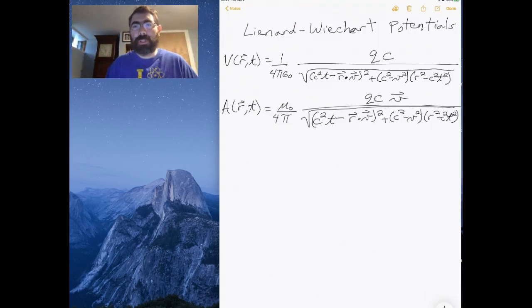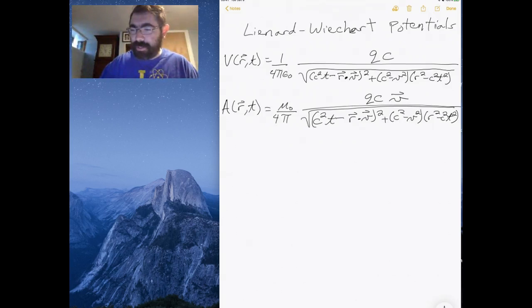So in this video, what we're going to do is determine the electric and magnetic fields for the Liénard-Wiechert potentials. I've written them down right here. This is actually going to be kind of a long derivation, so it's probably going to take more than the 15 minutes in this video. So I'm going to group together this video and the next video for the entire derivation.